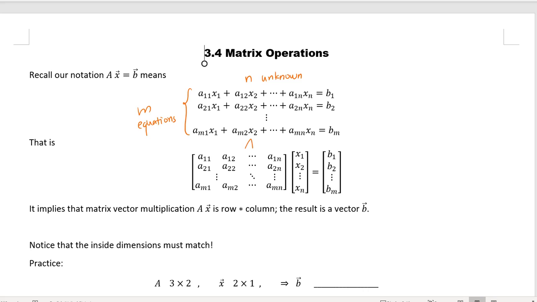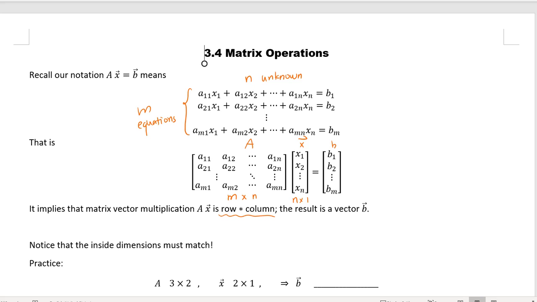This is the matrix A, and what is the dimension? What is the size of it? So we usually use row times column. So we have m rows and n columns. So the size of this matrix is m by n. And then we have the vector x. This is a column vector, and the size is n by 1. Okay, because it has n entries, so n rows.